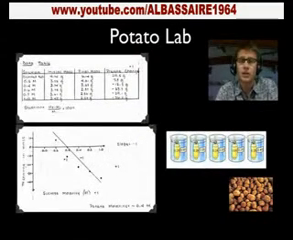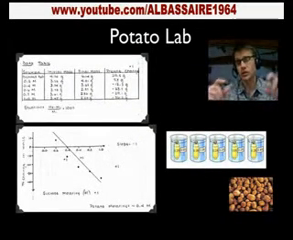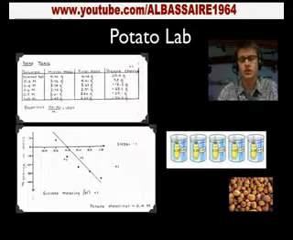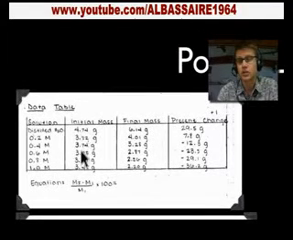The potato lab, what we do is we core potatoes and put different sections of the potatoes in different concentrations of sugar water. And so we put them in distilled water, 0.2, 0.4, 0.6, 0.8, and 1 molar, you can see right here. We get the initial mass of the potato cores, and then we get the final mass of the potato cores. From that, we look at their percent mass change. And the reason we use percent mass change is they all, you can see, start with different initial masses.